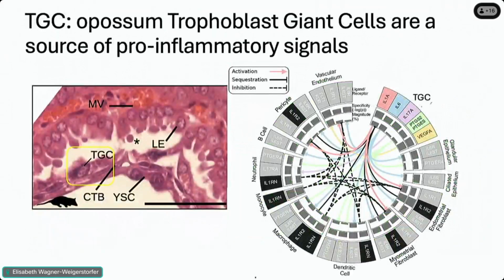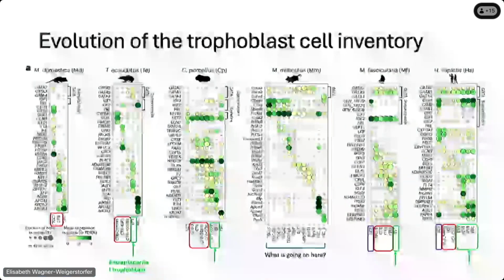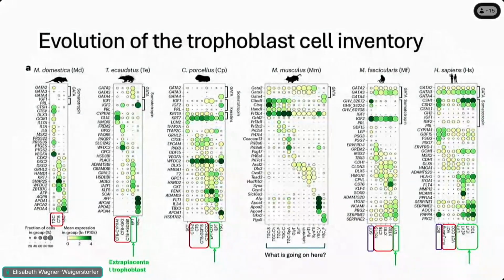And these cells you see here, one of these giant cells, what they are doing is actually quite interesting, because they are producing a lot of inflammatory cytokines like interleukin-1, interleukin-6, 17, prostaglandins, and also VEGF-A, signaling to a bunch of maternal cells. And we'll come back to this later again. Okay, so this is what we see in opossum.